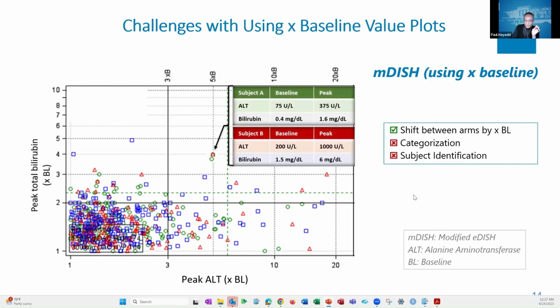For example, subject A and subject B, 2 different arms, they plot to the exact same location. Why? Because they both had their ALT go up 5-fold, and they both had their bilirubin go up 4-fold. So they're in the same location. Yet clearly subject B is sicker. This subject should be in a different category and should be prioritized to be looked at. And yet they plot to the same point on the graph. So you lose categorization, you lose subject identification.